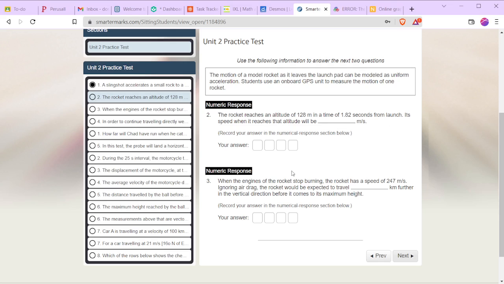All right. So this one, it can be modeled as a uniform acceleration. We do not know what acceleration that is. So for that, we're going to use the same equation that we were using previously.